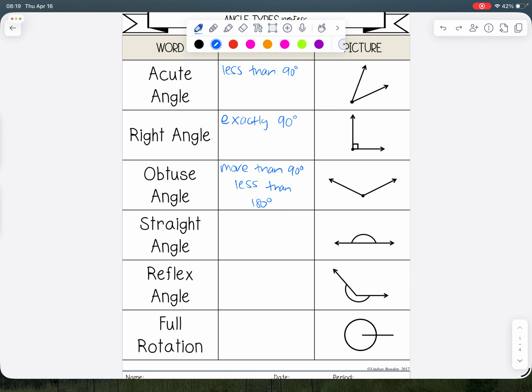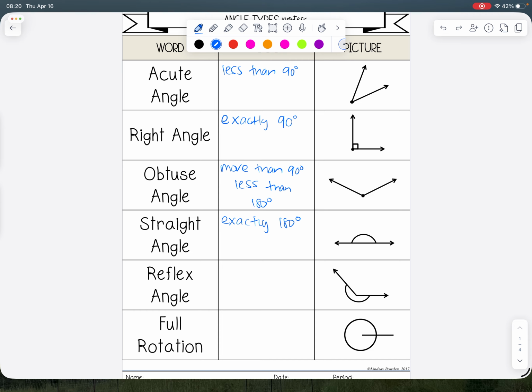Then we have a straight angle, and a straight angle is an angle that is exactly 180 degrees. So it's also just a straight line, exactly 180 degrees.